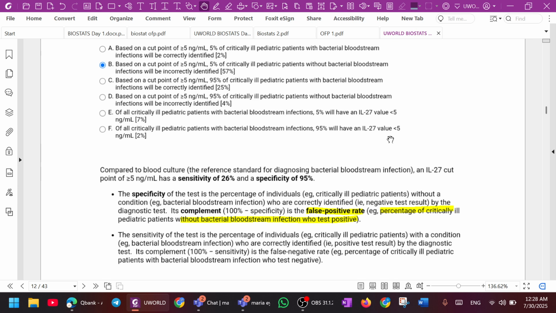They gave you the sensitivity, which was 26. So if the sensitivity is 26, you take the 26 out of the 100, that will give you 74, and 74 will be the false negative.